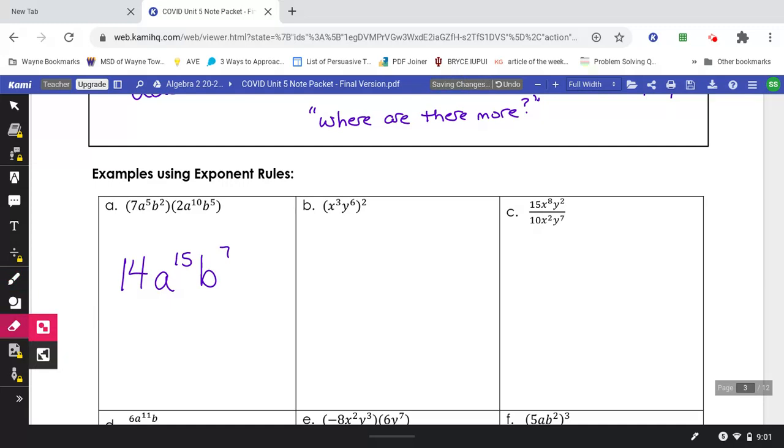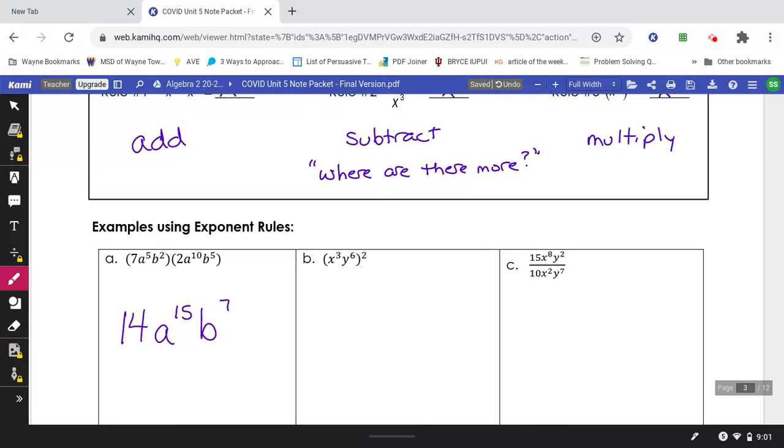All right, let's look at the next one. This next one looks like it's raising a power to a power. So this one's going to be when I multiply. So I'm going to do 3 times 2 to make 6, x to the 6th, and 6 times 2 to make 12, y to the 12th. That would be a rule of multiplying.